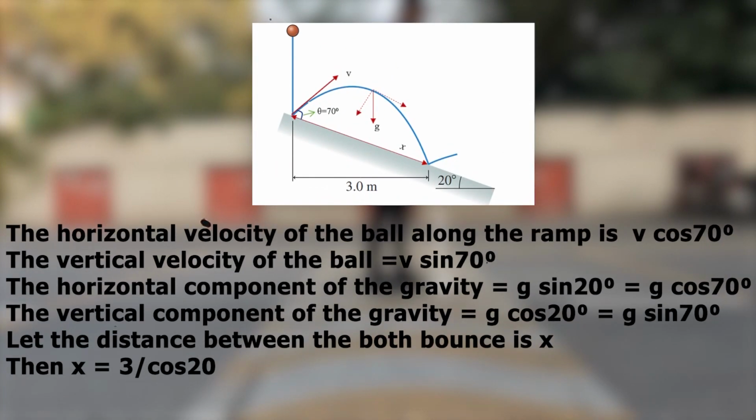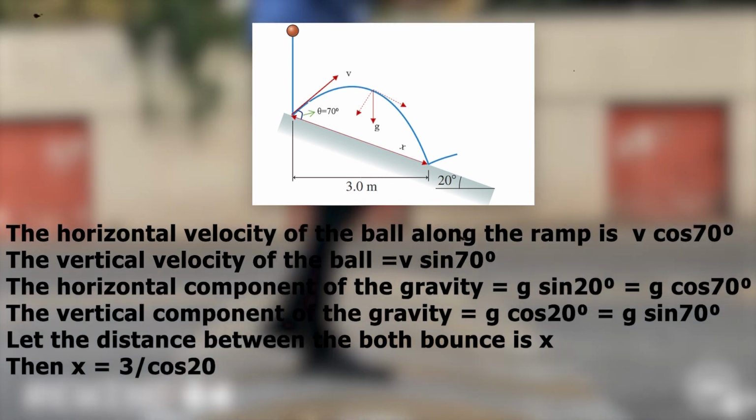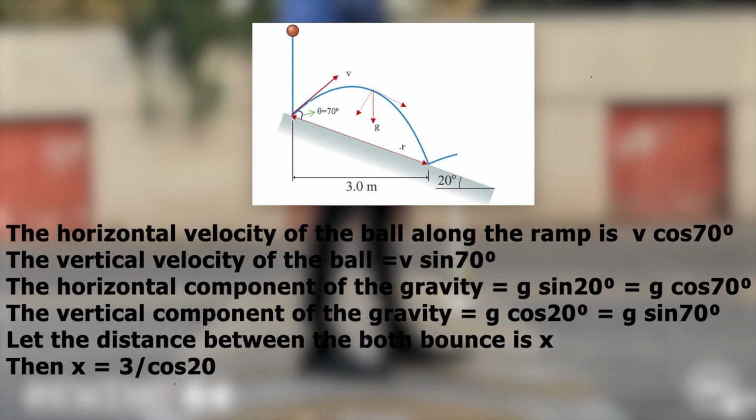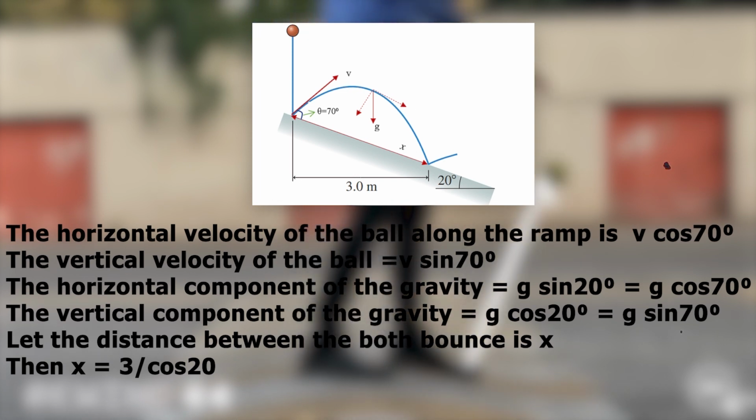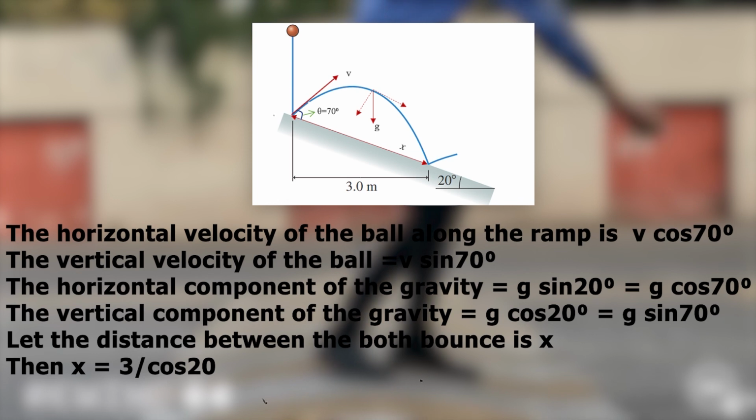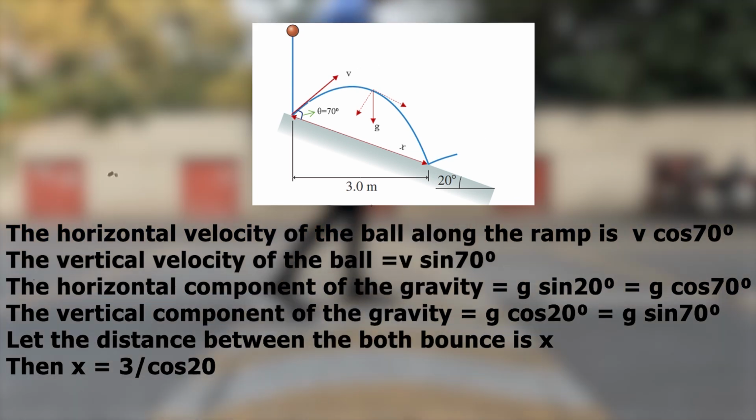The horizontal velocity of the ball along the ramp is v cos 70 degrees. The vertical velocity of the ball is v sin 70 degrees. The horizontal component of gravity equals g sin 20 degrees, which equals g cos 70 degrees. The vertical component of gravity equals g cos 20 degrees, which equals g sin 70 degrees. Let the distance between both bounces be x. Then x equals 3 over cos 20.